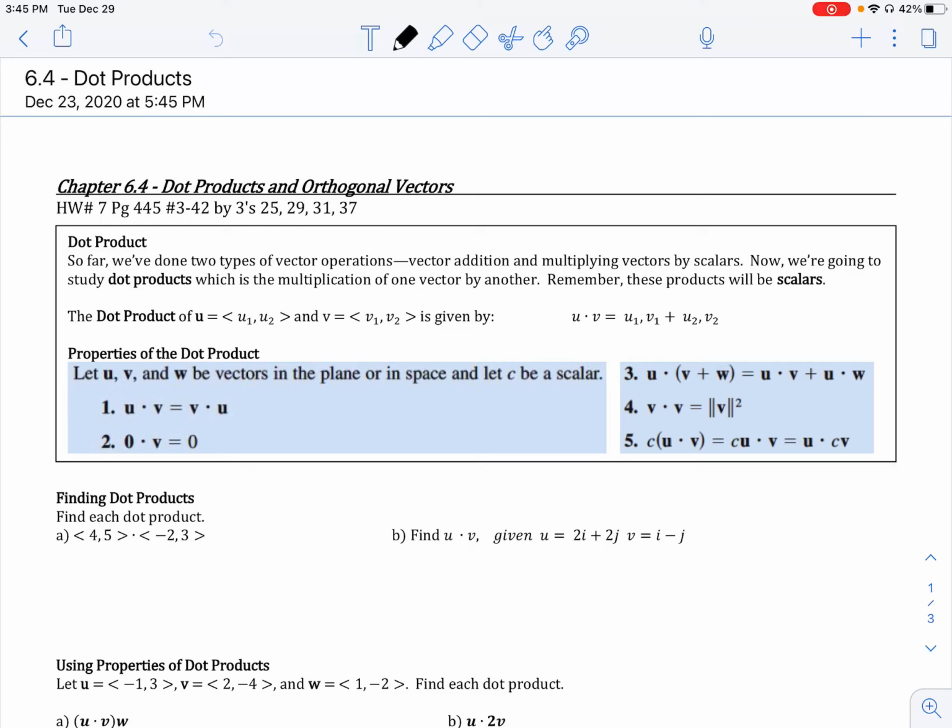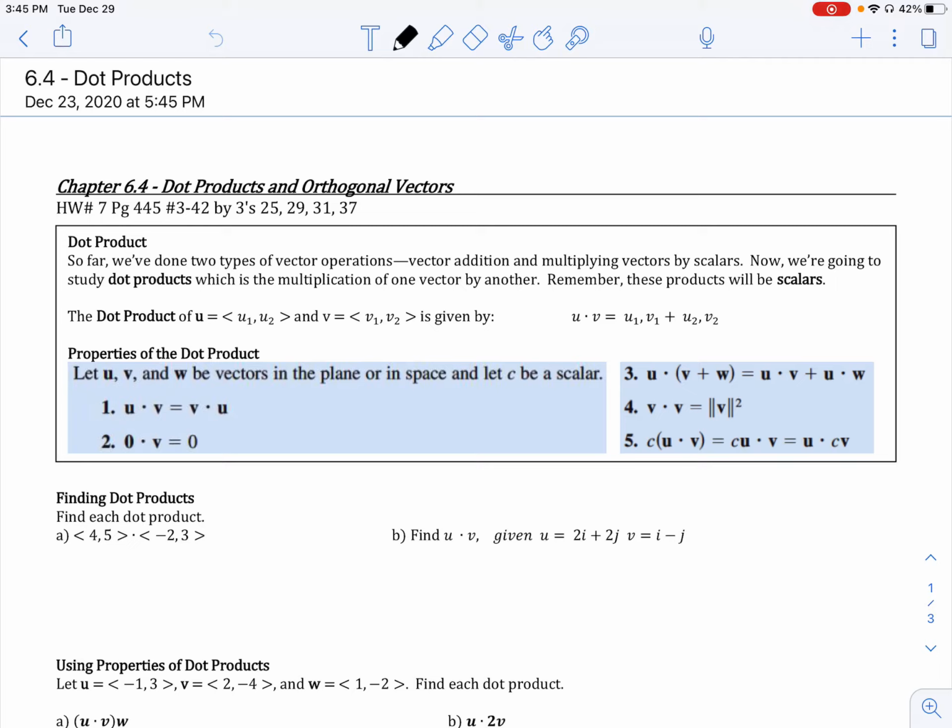So far, we've done two types of vector operations. We've done vector addition and also, in the process, subtraction. And we've multiplied vectors by scalars to either flip the direction of the vector or make the vector's magnitude longer or shorter. Now we're going to study something called a dot product, which is when we multiply one vector by another vector.